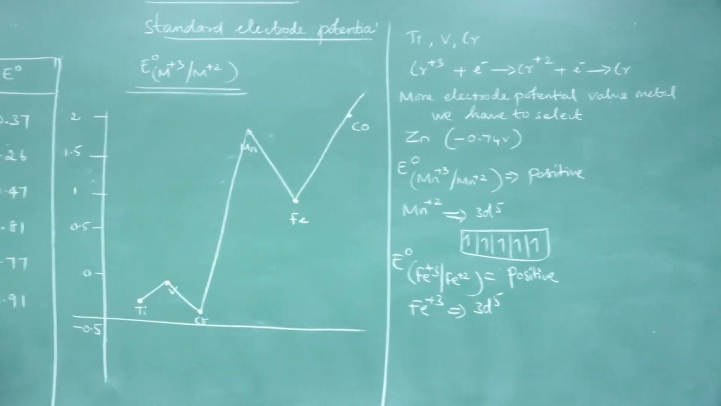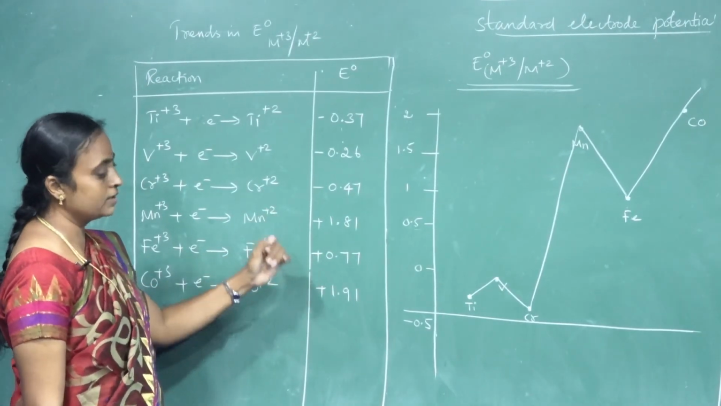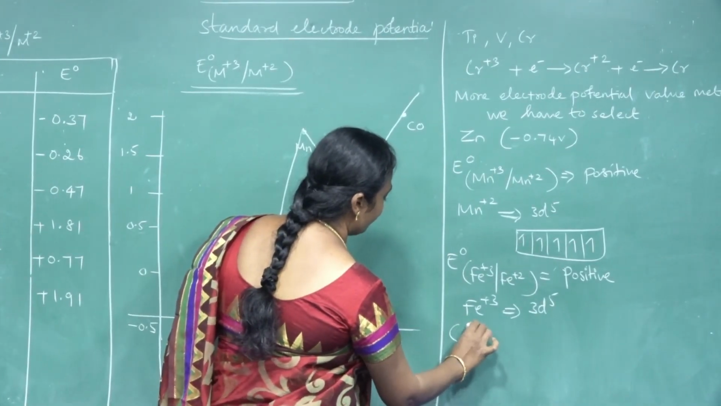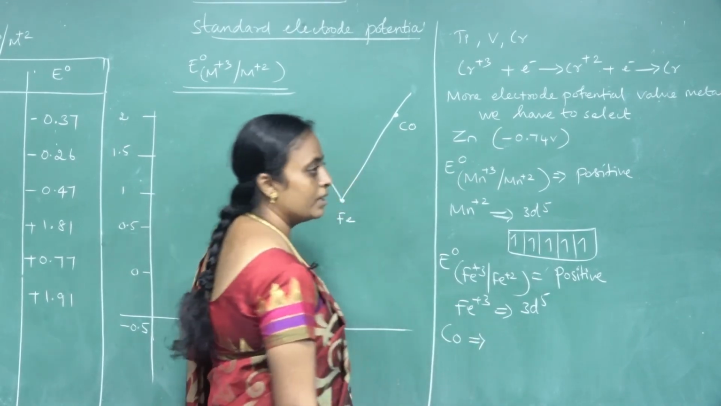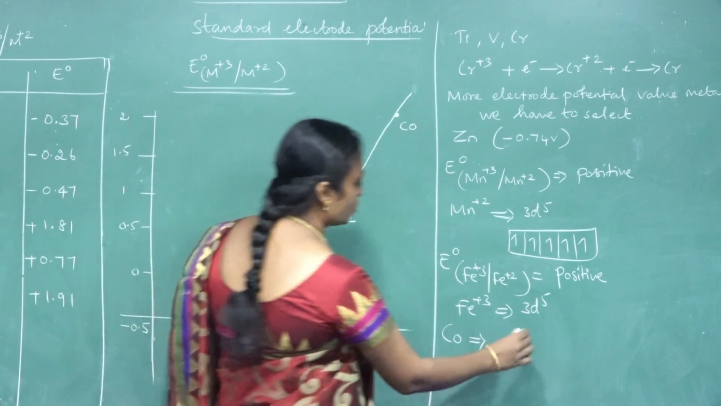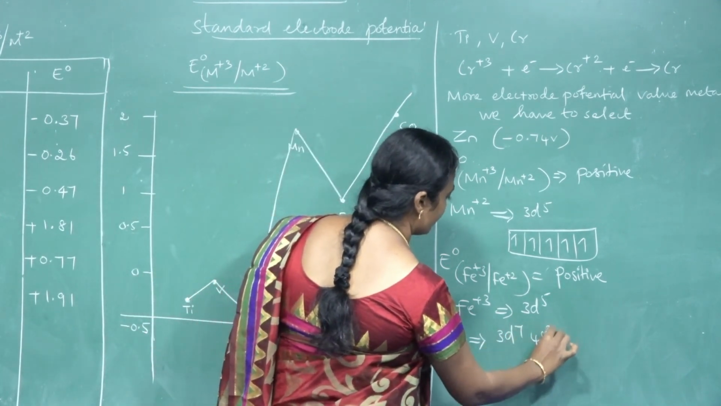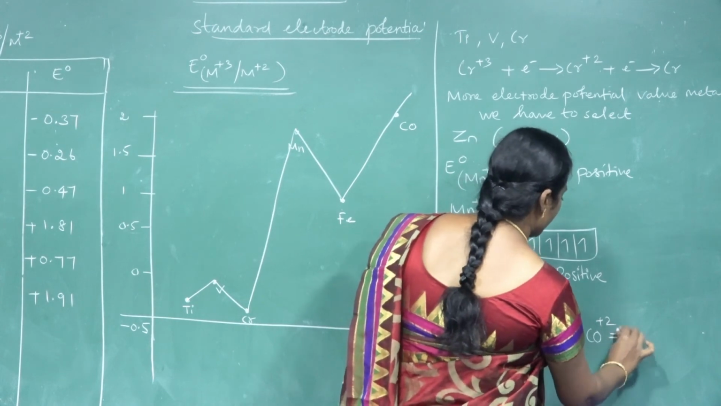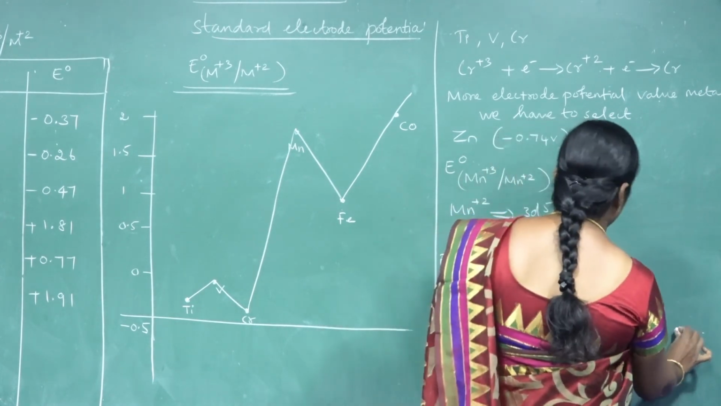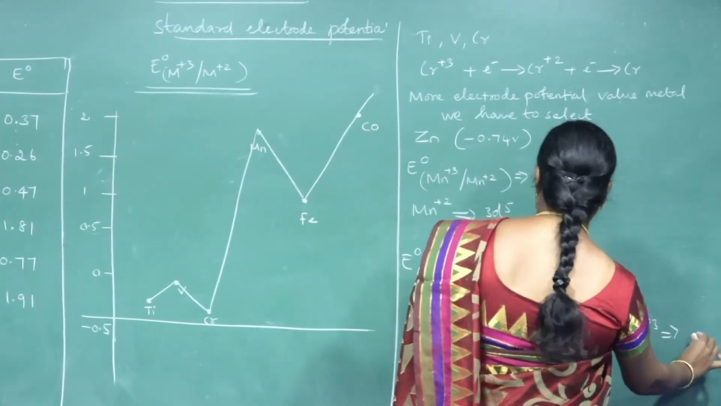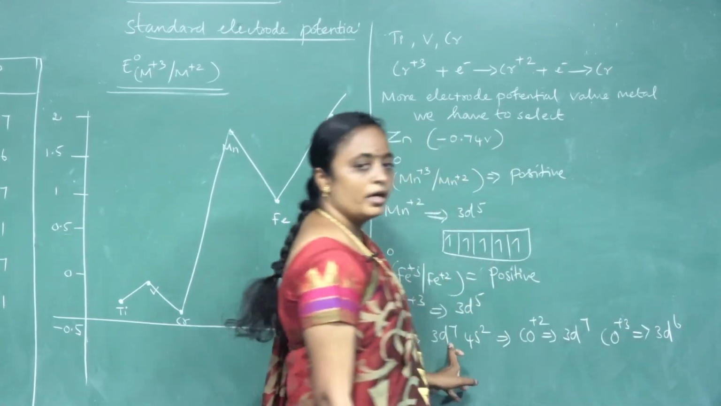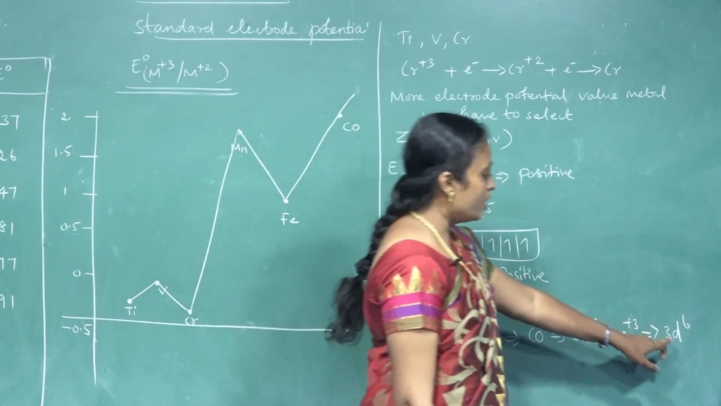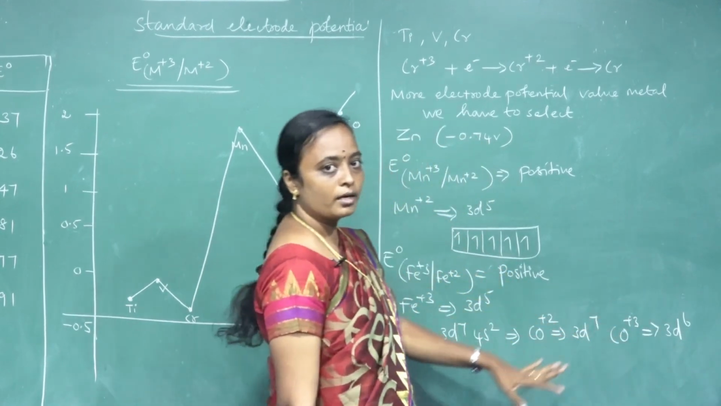And one more thing, if I am taking cobalt, again the positive value is increased. Cobalt is next to iron, with the configuration 3d7 4s2. For cobalt plus 2, you will get a 3d7 configuration. For cobalt plus 3, you will get a 3d6 configuration. With 7 electrons in the d orbital, it is not half filled or completely filled. With 6 electrons, it is also not half filled or completely filled.